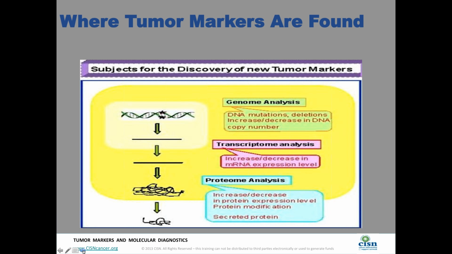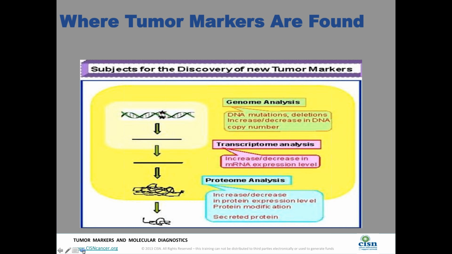So here are some of the places where tumor markers are found. And when I first started learning about tumor markers back when, it was pretty much focused on the proteome analysis. And it was proteomics, and most of the tumor markers were proteins. And that's still sort of the case. A lot of the markers are proteins, and you find them through a proteomic analysis.